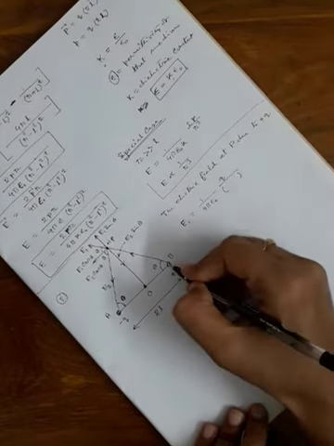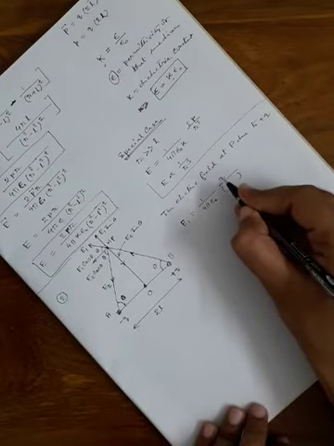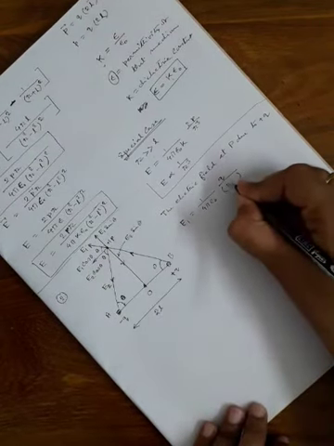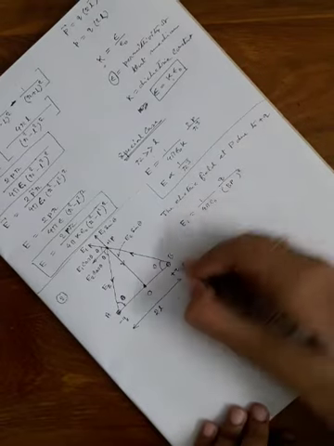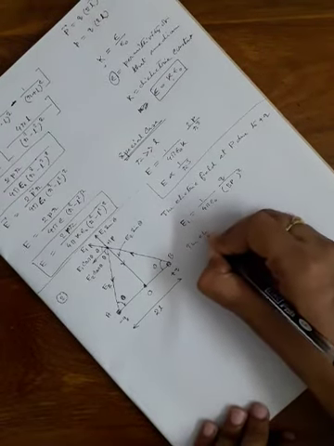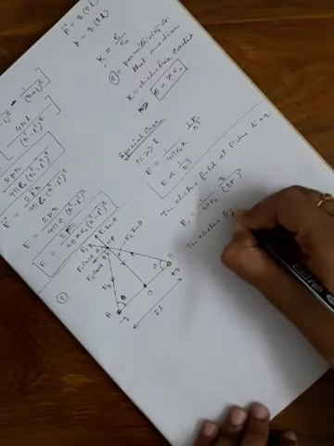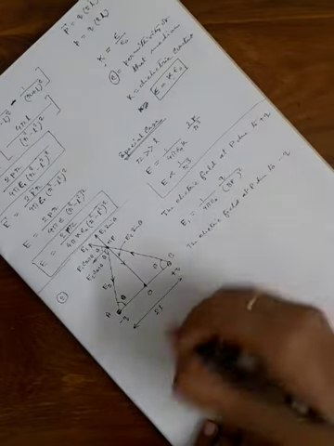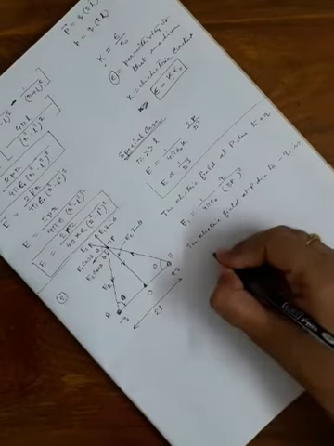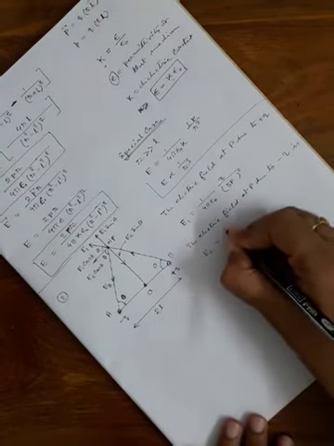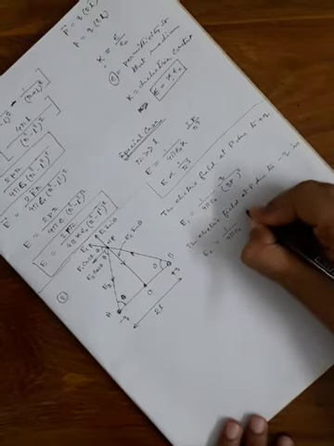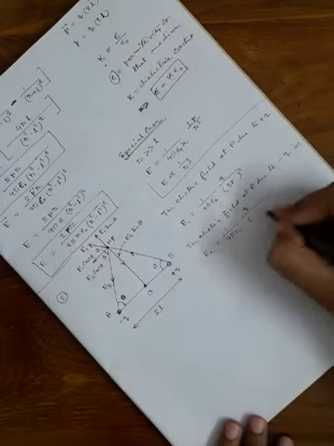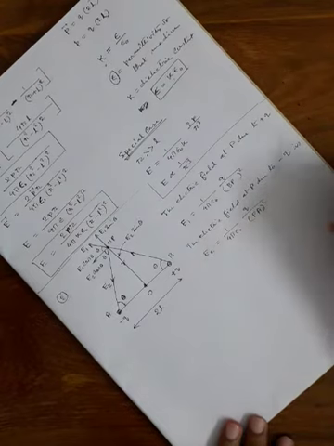Now E1 is 1 by 4 pi epsilon 0 Q by this length BP square, and the electric field at P due to minus Q is E2 is equal to 1 by 4 pi epsilon 0 Q by PA square.